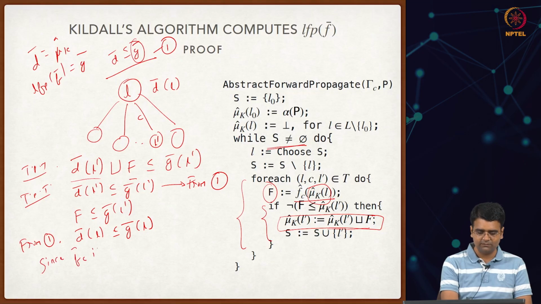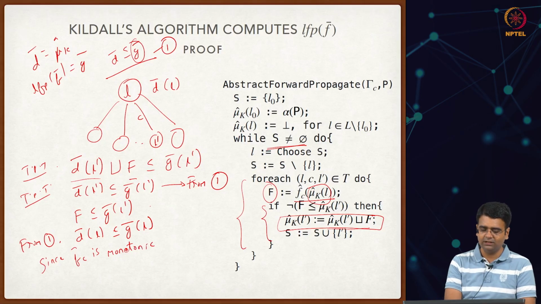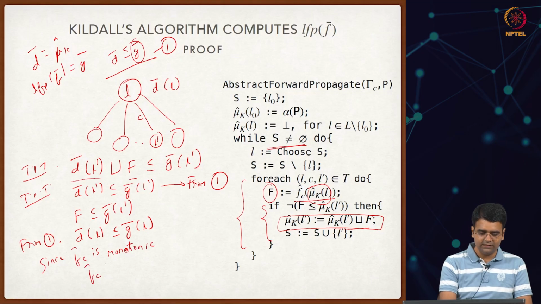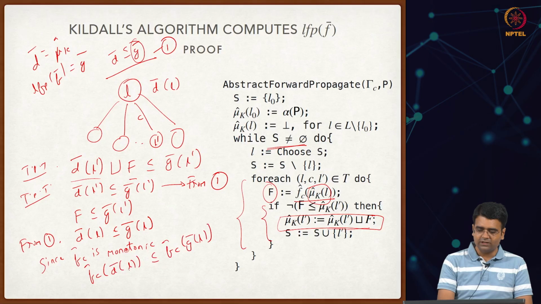So we know something else, that f hat C is monotonic. Remember, we are in a monotonic abstract interpretation framework. So since f at C is monotonic, I can apply f at C on both sides. So I will get f at C of d bar of L is less than or equal to f at C of g bar of L. Okay. So f at C of d bar of L is nothing but f. So f is less than or equal to f at C of g bar of L.